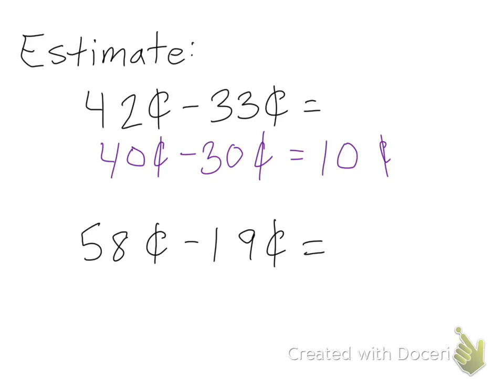58 cents minus 19 cents. Let's round these. 58 is really close to 60, and 19 is really close to 20. So we're going to do 60 cents minus 20 cents, and that equals 40 cents.